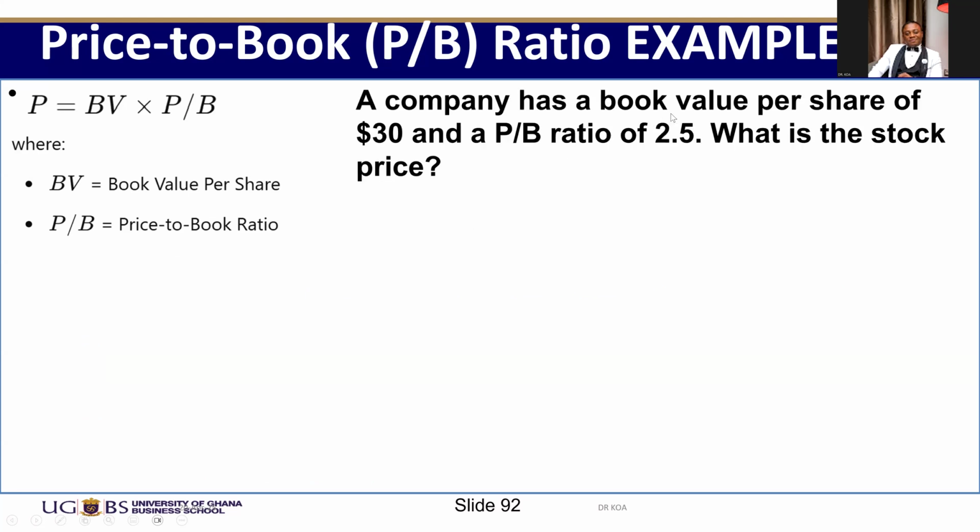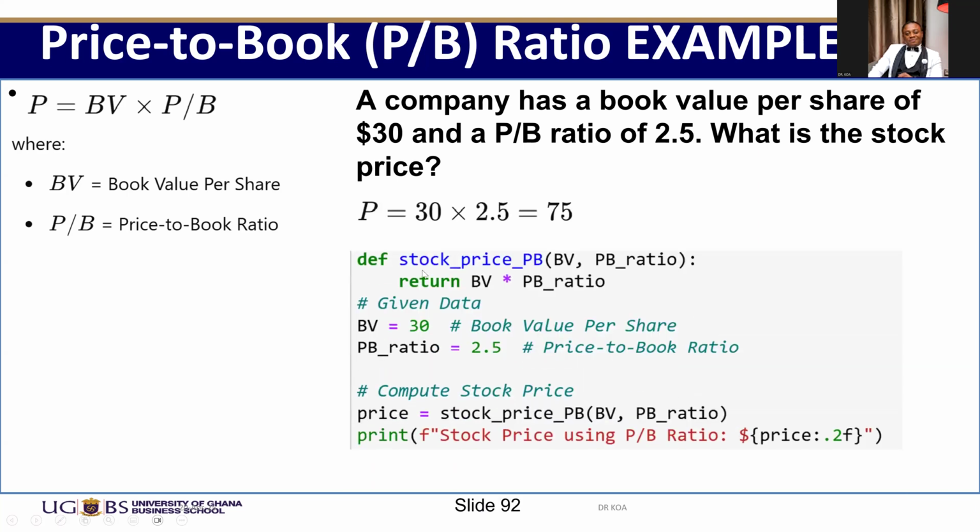So this is the question. The company has a book value per share, a BV of $30. And then the price to book ratio is 2.5. So it's just going to be 30 times 2.5. What is the stock price? It's 30 times that. When you look at it from Python, it's just a way of calculating this data. That will give you the final answer.